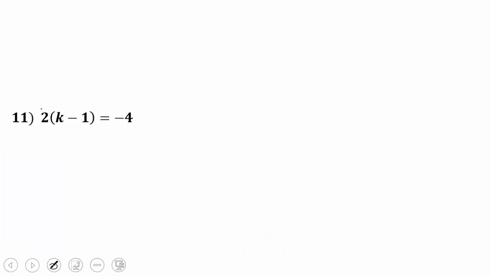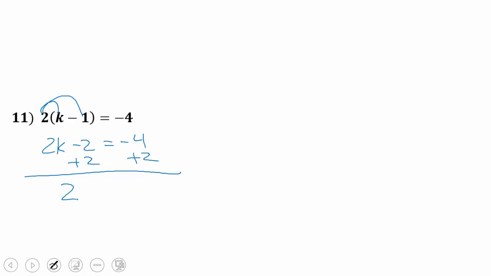And so we're going to distribute 2 across the k, give me 2k. And the negative 1 minus 2 is equal to negative 4. We're going to add 2 to both sides first, combining those terms this time. And saying that they're on opposite sides, by the way, so that's why I added. I did the opposite of subtracting. So 2k is now equal to negative 2. Dividing by 2, k equals a negative 1.